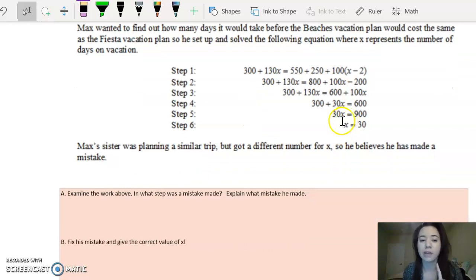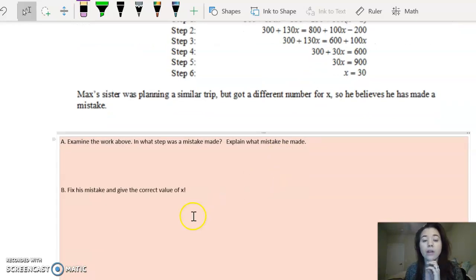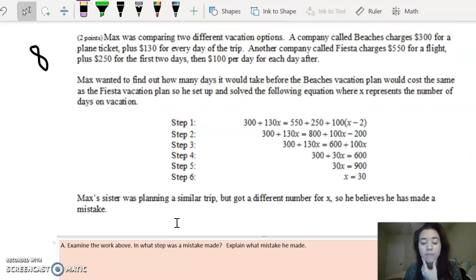But Max has made a mistake here. Max's sister was planning a similar trip but got a different number for X. So he believes he has made a mistake. Examine the work. So work through these step by step and figure out where he made a mistake and explain what mistake he made. And then I want you to try resolving this.